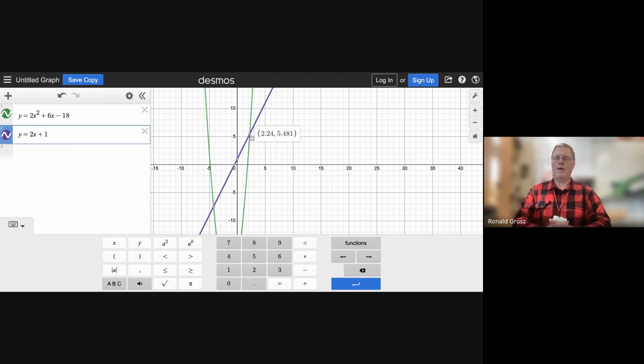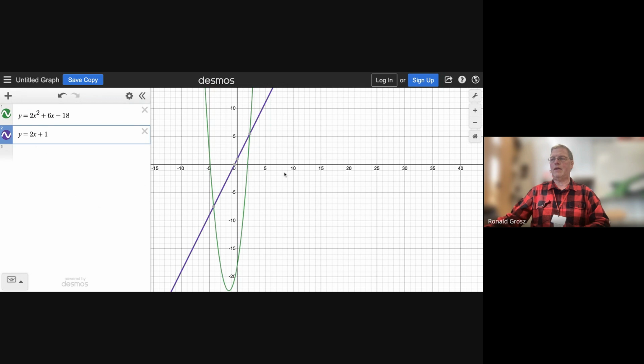Put my pointer over it and I can highlight where they are. My x is 2.24. My y would be 5.481. Same thing over here. I can find out that it's going to intersect at 2 spots.